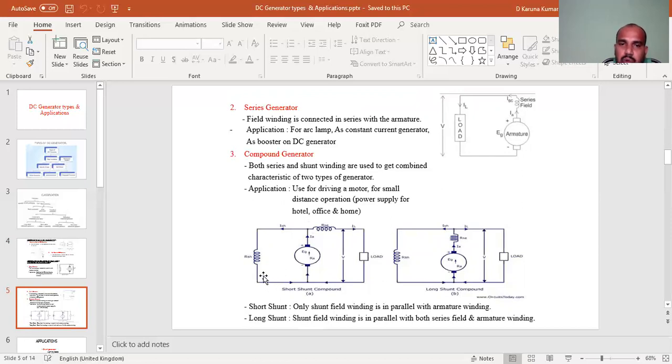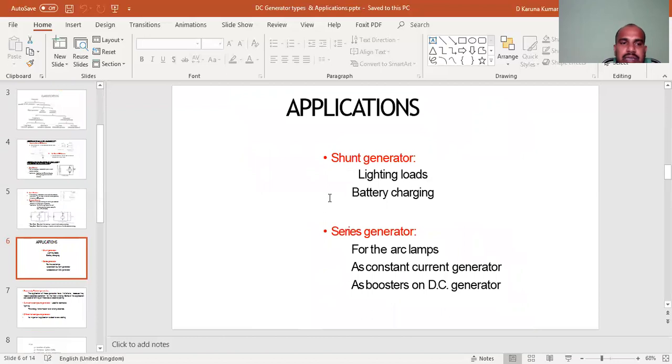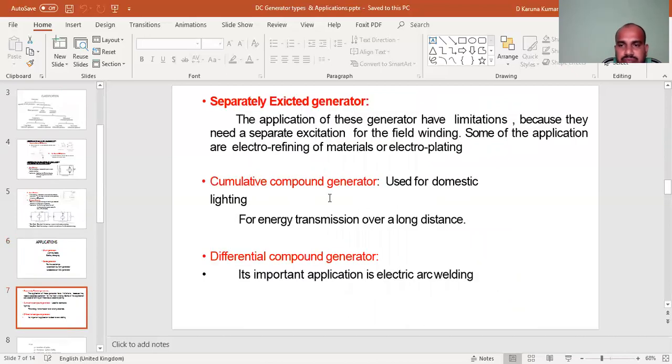The short shunt means the shunt field winding is in parallel with only the armature winding. The long shunt means the shunt field winding is in parallel with both the series field winding and the armature winding. Here, the applications of DC shunt generators are lighting loads and battery charging, and the series generator is used for arc lamps and constant current generator boosters.